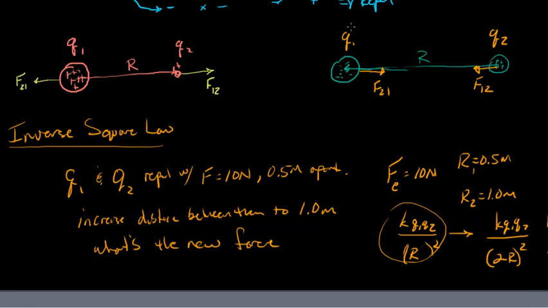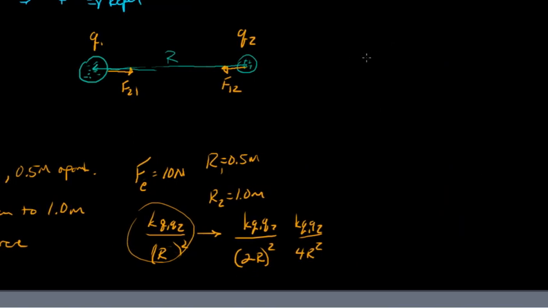So the force is proportional to Q1 and Q2, and it's proportional to 1 over R squared. And that's pretty much it for Coulomb's law. And we'll set you guys free to get going on your work.